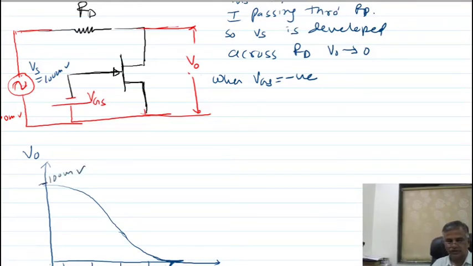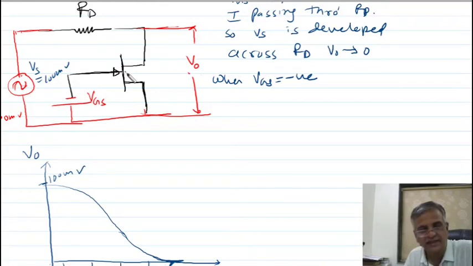So you can say that as you change the gate source voltage, your output voltage will change, or you can attenuate output voltage with the help of gate source voltage. In this way you can explain the FET as a VVR in an automatic control attenuator.